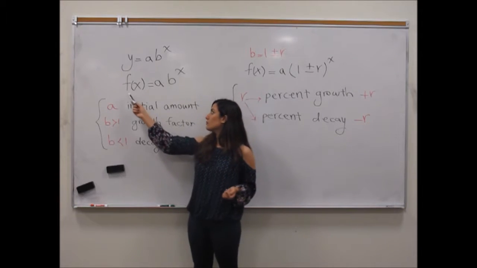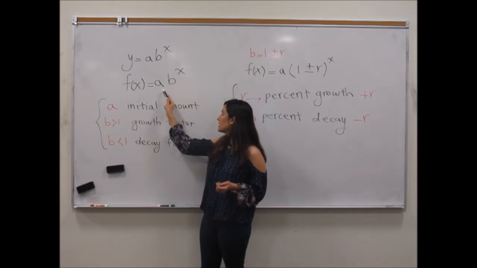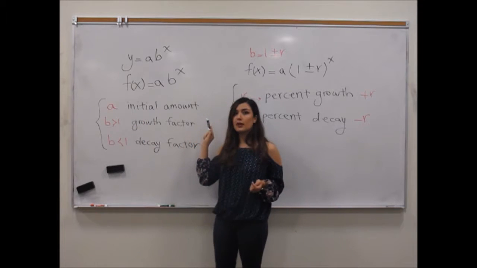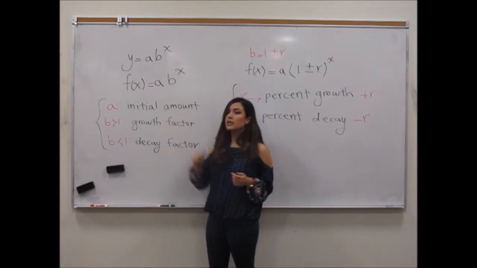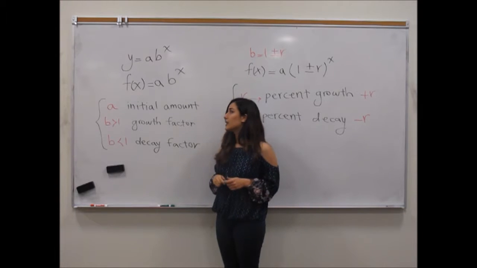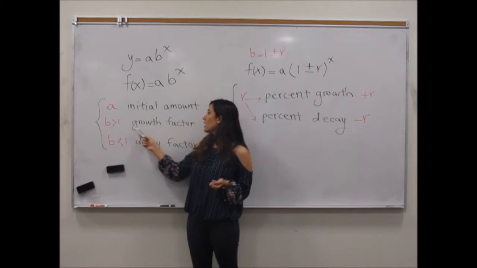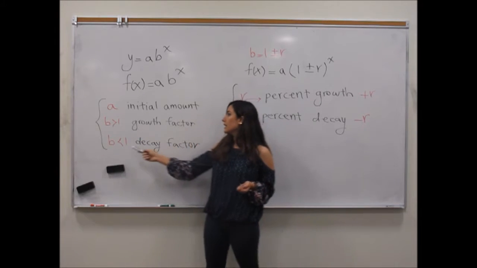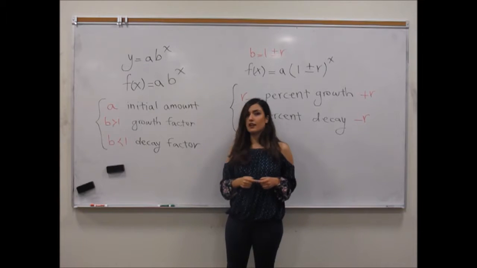In function notation, it would be f of x equal a times b to the x. And each part stands for something. So this a here is our initial amount that is given to us. And this b is the growth or decay factor. And this b is always positive. So if it's bigger than 1, it's our growth factor. If it's less than 1, it's a decay factor.